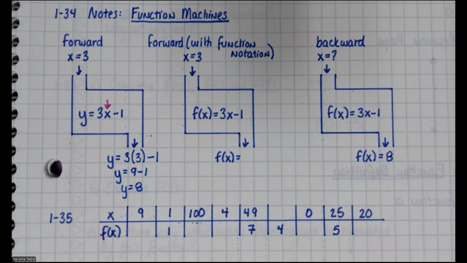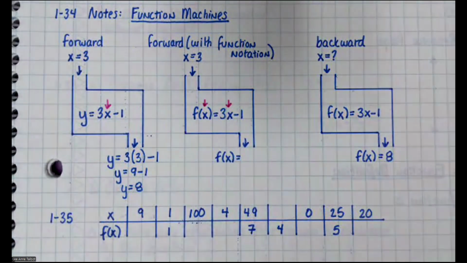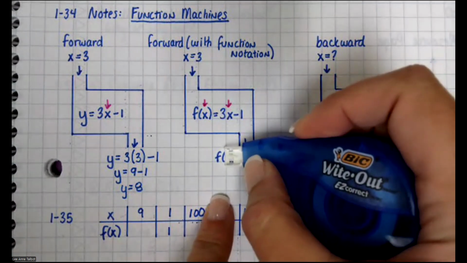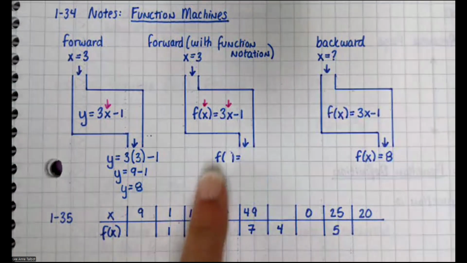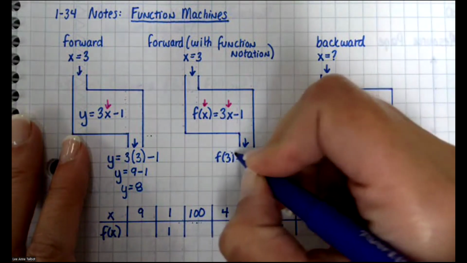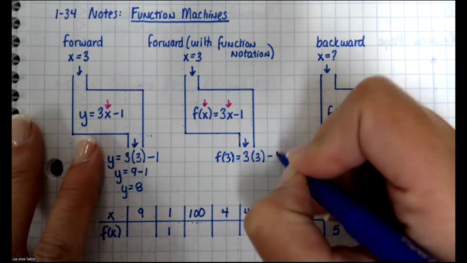So we take the 3, and I'm going to put it here and here. I'm going to put it everywhere there is an x. I'm actually going to take this guy and make him 3. Three times 3 minus 1.